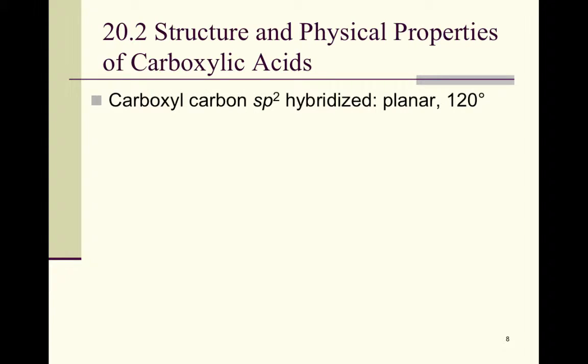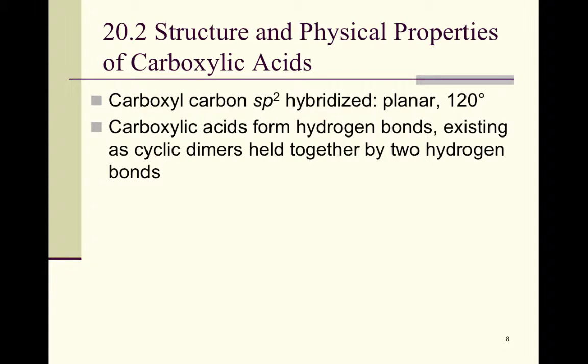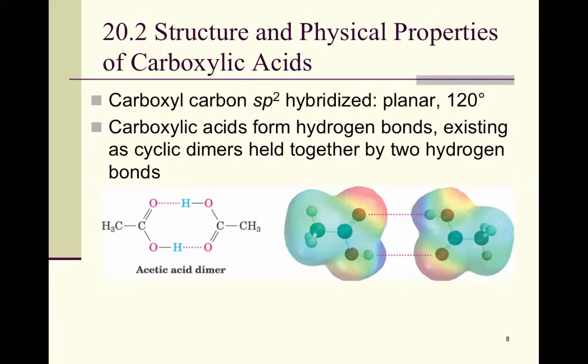Structure and physical properties of carboxylic acids. The carboxyl carbon is sp2 hybridized, it's planar, and 120 degrees. Carboxylic acids form hydrogen bonds, existing as cyclic dimers held together by 2 hydrogen bonds. This is a picture of acetic acid.